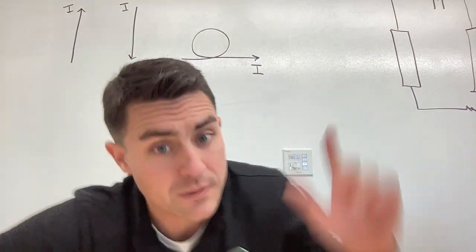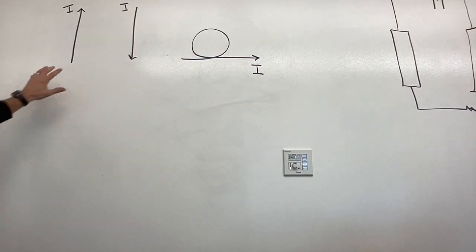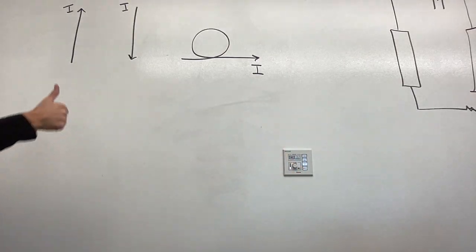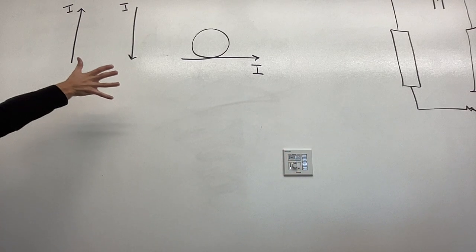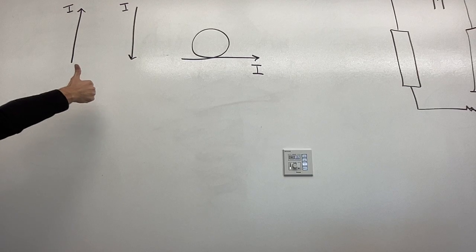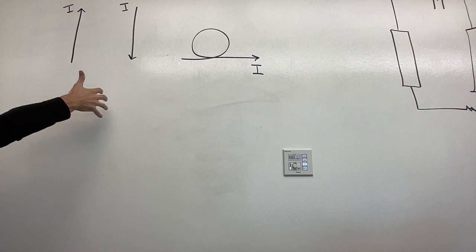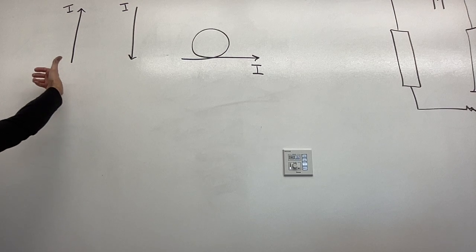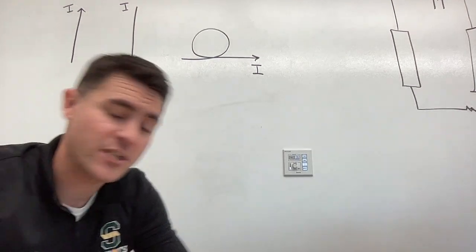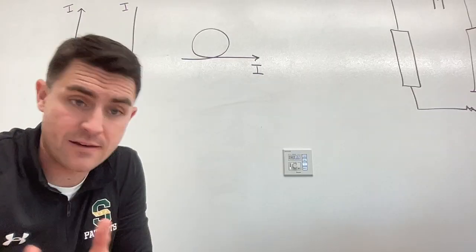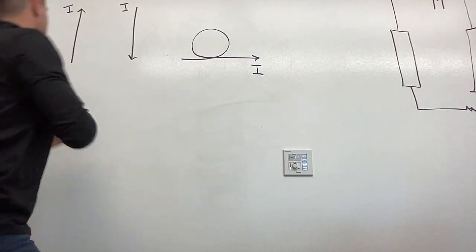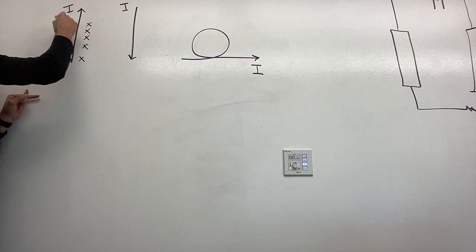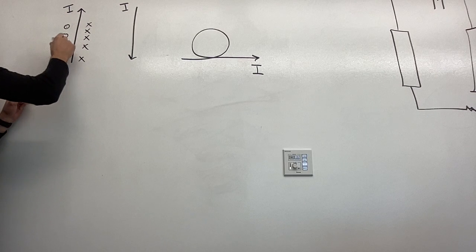Let me give you an example. I've got three over here. The first one, my current flows up the page. So I take my right hand, point my thumb up the page, and wrap my fingers around that wire. When I do that, I see on this side of the wire my fingers go into the page, and on this side of the wire my fingers come out of the page. That's exactly the way the magnetic field aligns itself. So over here I would say I'm into the page, and over here I am out of the page.